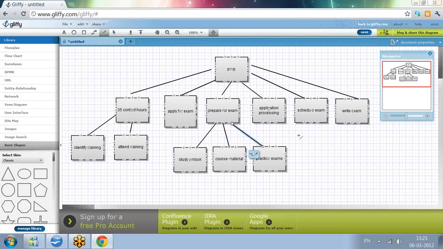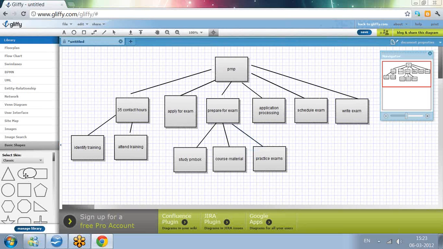Sorry. Now comes the application processing. Again, that is done by PMI, so we need not worry about it. And the scheduling exam is done by us at the nearest Prometric center. So that is fine. And writing the exam, again, I don't want to decompose it further. So here we are talking about level 0, level 1, and level 2. Two levels of a hierarchy diagram.